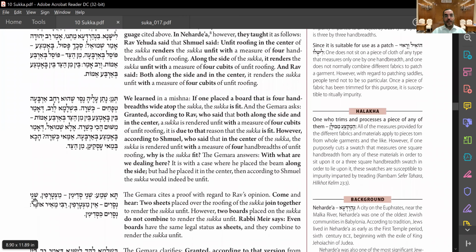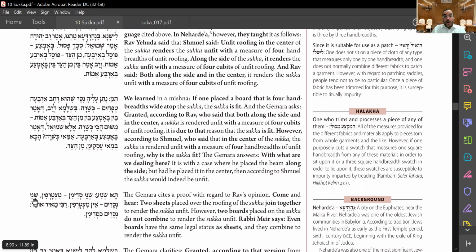Tenan: natan aleha neser shehu rachav arba'a tefachim, kesher. There's a previous Mishnah that we had in the Perek, and it says if you place a plank that is 4 tefachim wide, it's kosher. Okay, so that's interesting. 4 tefachim wide, that passes the barrier of Shmuel. Bishlama lerav, d'amar ben ba'emtsa ben min hasad arba amot, according to Rav, who says that whether it's in the middle or on the side, you have up to 4 amot, this is only 4 tefachim. It's much smaller. So for sure it's okay.